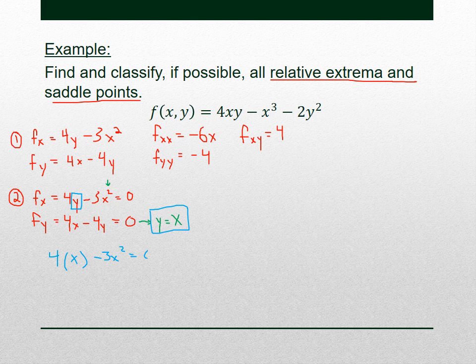So I'm going to erase all of this. So we've got y equals x, and what we want to do is use this and plug that in for y up here in the equation we did not use yet. Okay, so what we get is 4 times, and then just instead of a y, we plug in x. So that's 4x minus 3x squared equals 0.